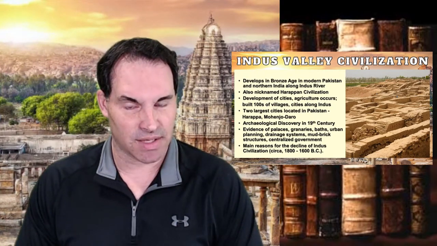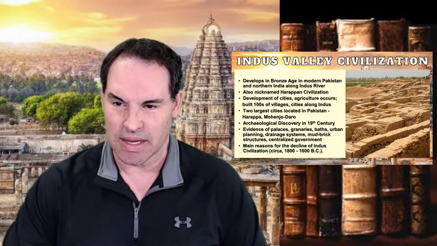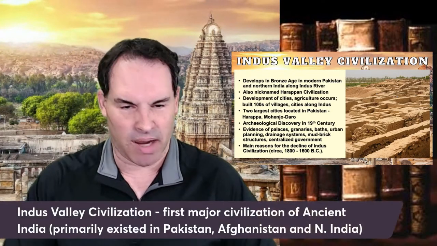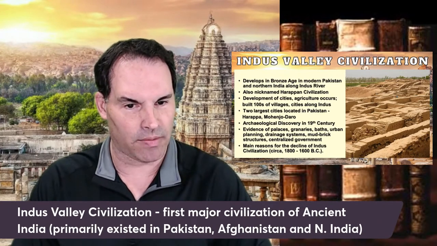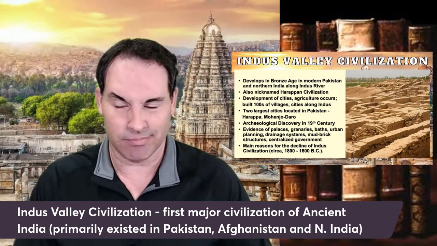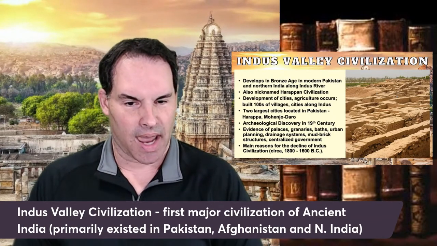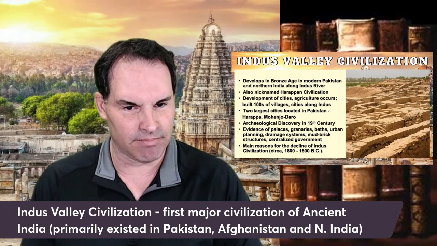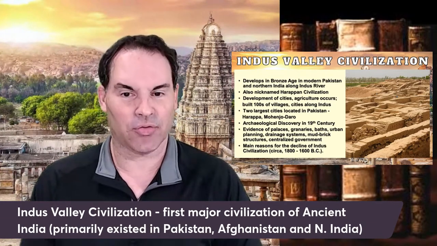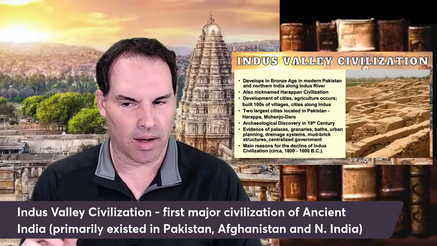I want to get into next and talk about civilization as well, because they do have early civilizations that get started in India. Of course, one of the first that's famous is the Indus Valley Civilization. And this was believed to be the first major civilization of ancient India, which wasn't really discovered, they think, until about the 19th century, just a century or so ago. And it mostly was in Pakistan, the majority of it, parts of maybe eastern Afghanistan, and then also located up in the northern part of India.